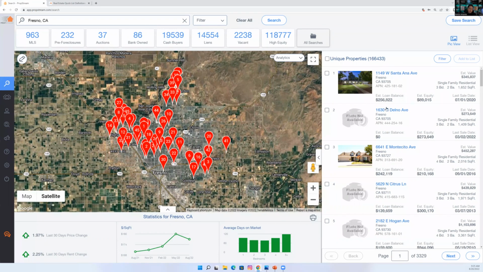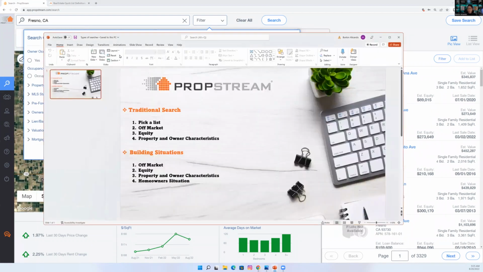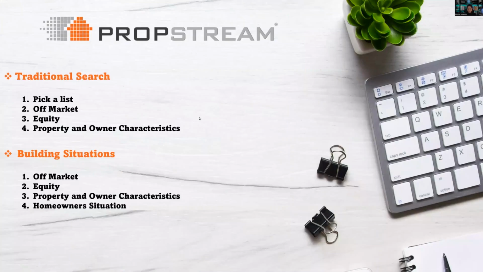Now, they're not going to go through them manually. No one's going to do that. So what they'll do is go in our filter. And the first way to pull the list is by using one of our 18 quick list choices. This is what I call the traditional search. And I actually wrote this out on a PowerPoint for you guys. The first one's called the traditional search.